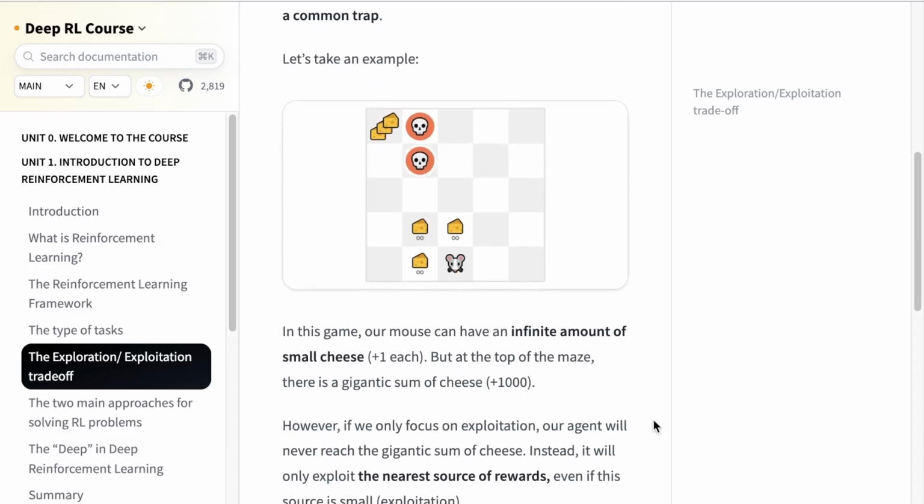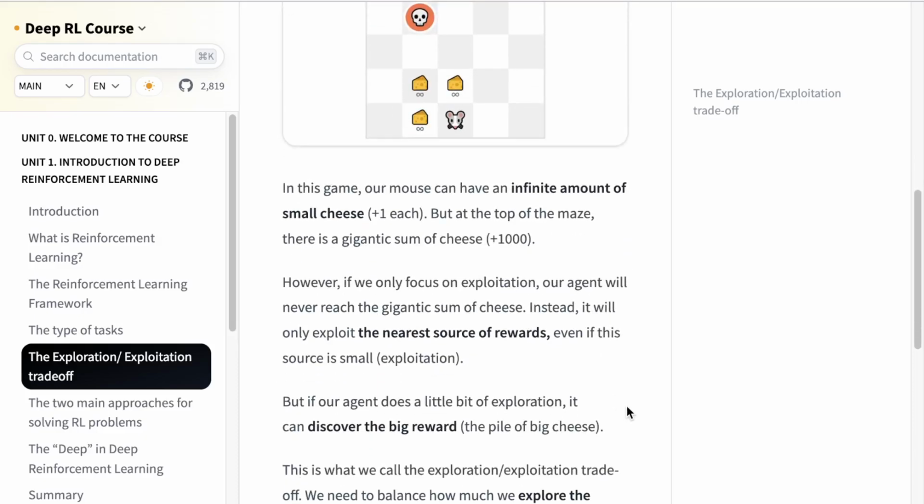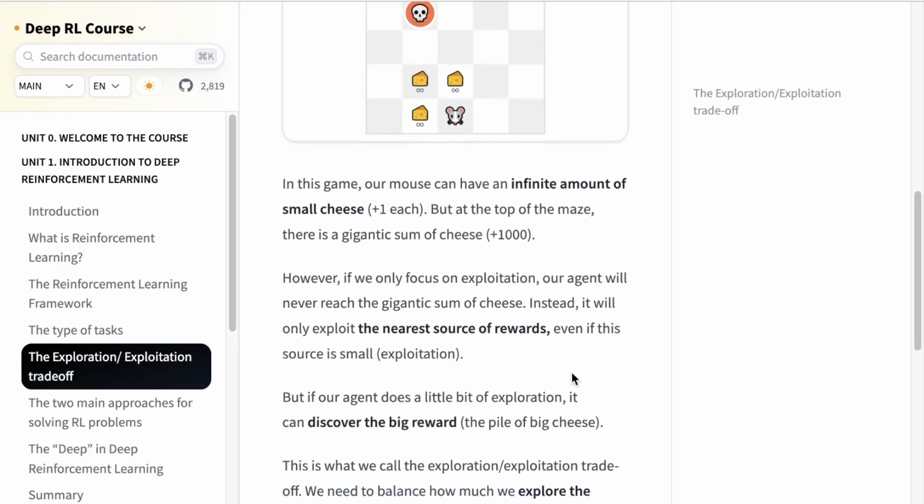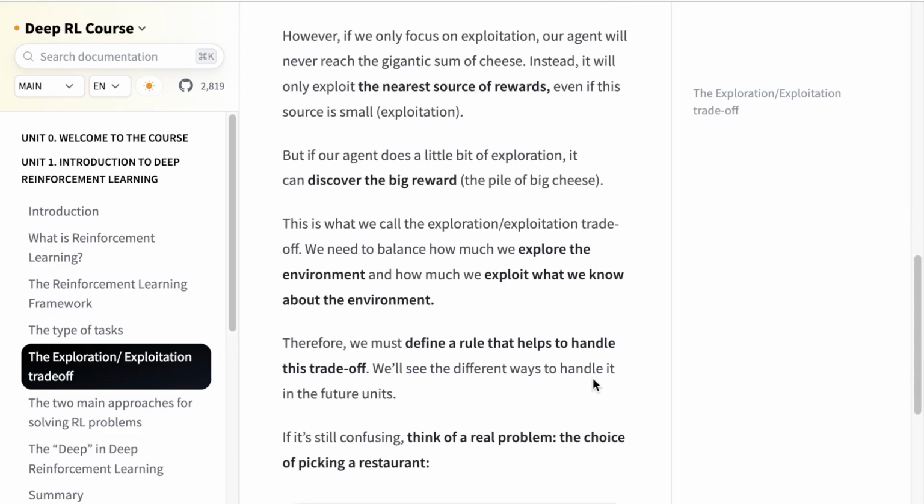But if our agent does a little bit of exploration, it can discover the big reward, the big pile of cheese. This is what we call the exploration/exploitation trade-off. We need to balance how much we explore the environment and how much we exploit what we know about the environment. Therefore, we must define a rule that helps handle this trade-off. We'll see the different ways to handle it in future units.